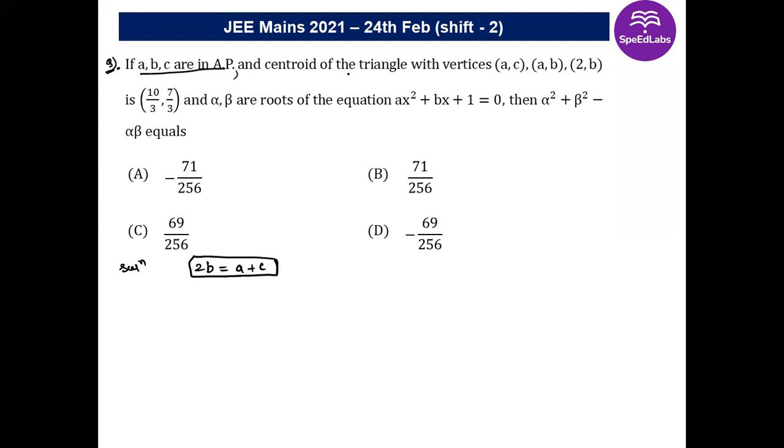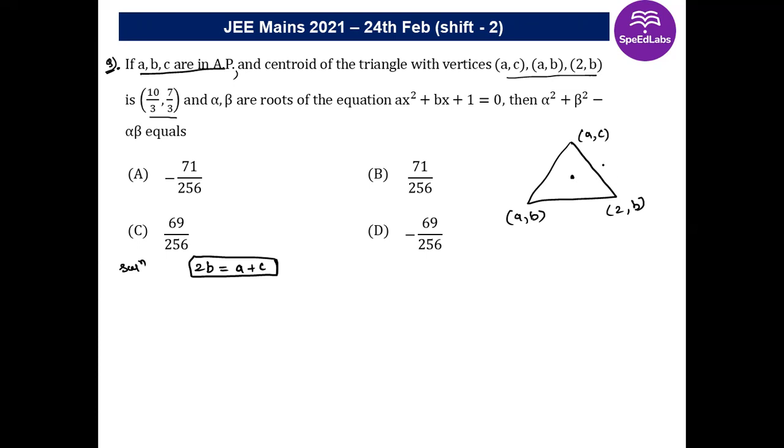All right. And centroid of the triangle with these vertices is 10 by 3 comma 7 by 3. All right. So if you have vertices of any triangle as A comma C, A comma B and 2 comma B. Can you tell me what will be the centroid? So centroid will be x1 plus x2 plus x3 by 3. That will be the x coordinate of centroid, and y coordinate will be y1 plus y2 plus y3 by 3.